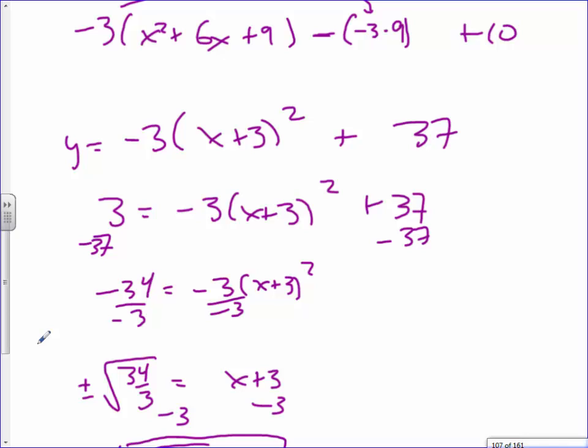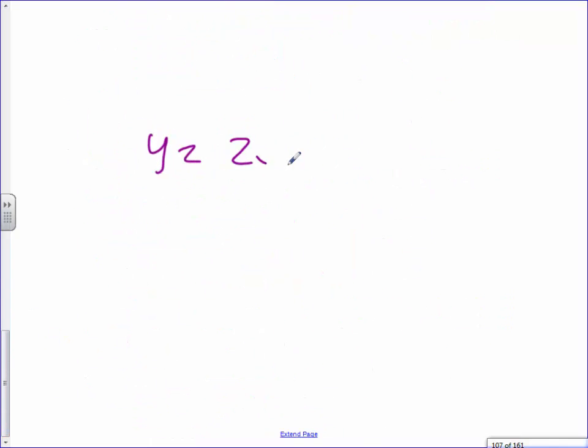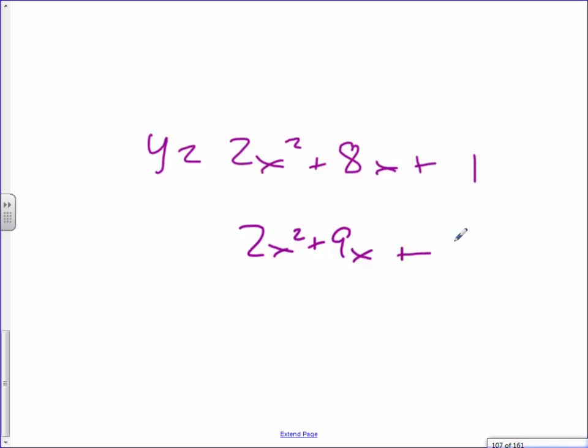So, by the way, if you want practice on completing the square, make up your own equation. You don't need me to make one up for you. If you want to make up something nice, make it like y equals 2x squared plus 8x plus 1, because 2 and 8 go nicely together. But if you want a real challenge, just make it 2x squared plus 9x plus 1, because 2 and 9 don't go together. So you can just make your own examples up for practice.